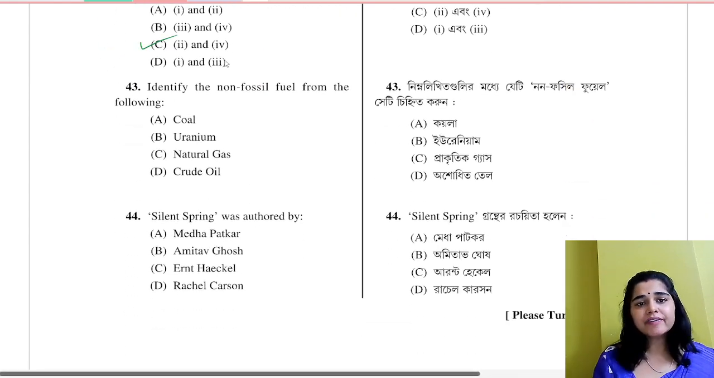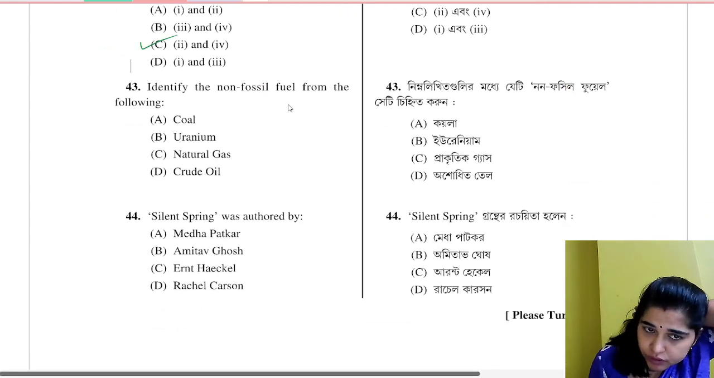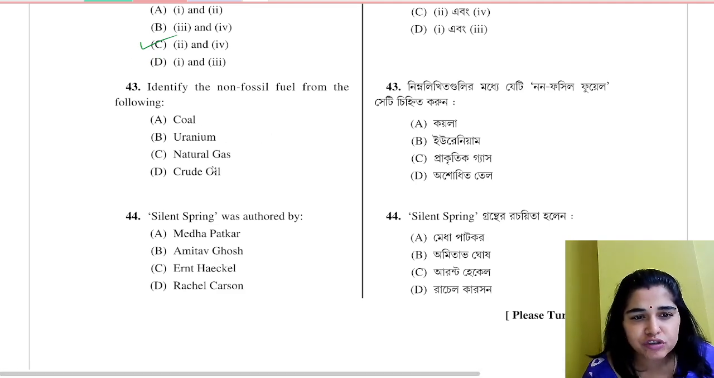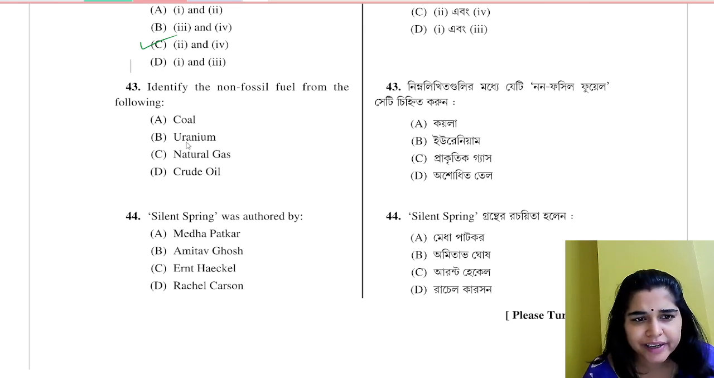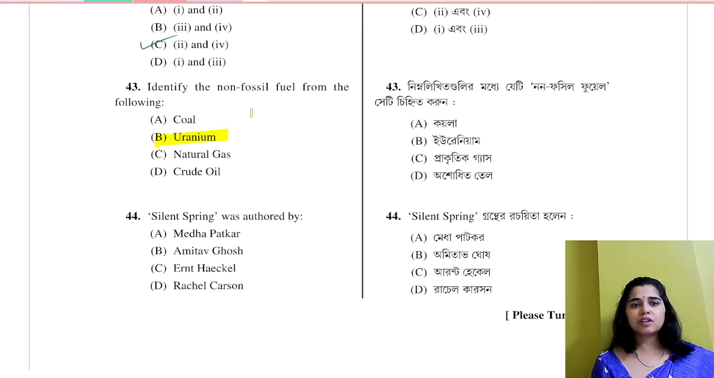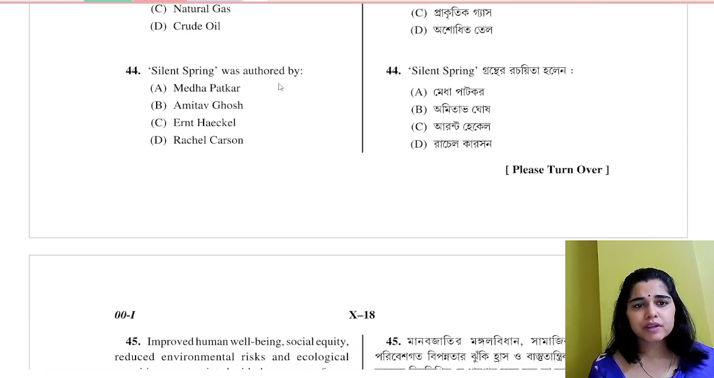Yes. Identify the non-fossil fuel from the following: coal, uranium, natural gas, crude oil. The answer for this question is uranium. This is non-fossil fuel. Silent Spring was authored by Medha Patkar, Amitabh Ghosh, Ernest Haeckel, Rachel Carson. I think it's D. Yes, it's D. I have remembrance.